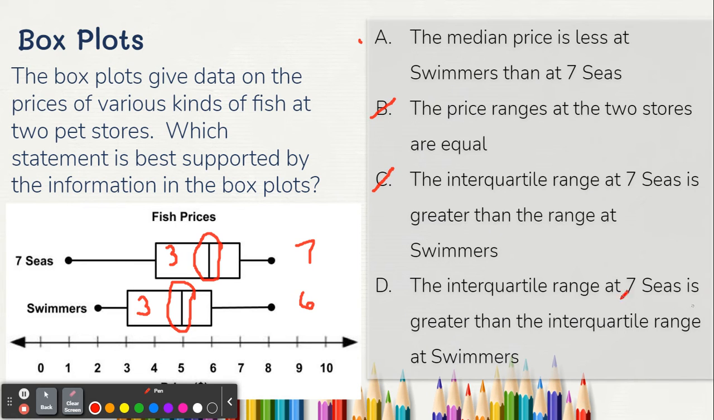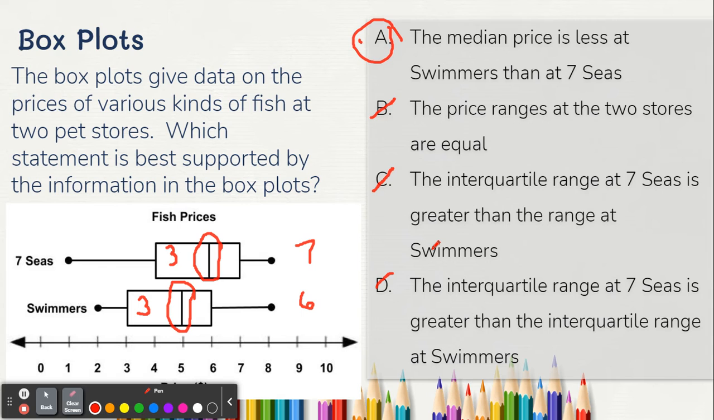The interquartile range at Seven Seas is greater than the interquartile range at Swimmers, and that's not true either. Oh, this is greater than the range at Swimmers. Nah, 3 isn't greater than 6. Okay. And those aren't true. So it is A. Okay. And that's all there is to it.